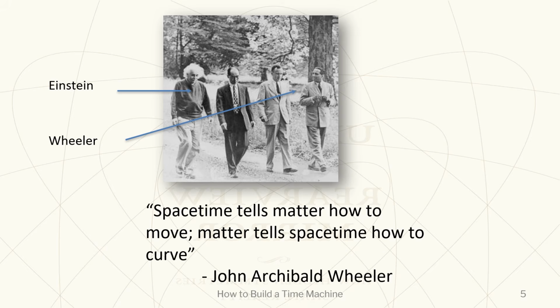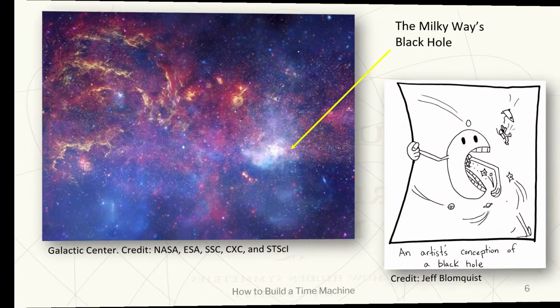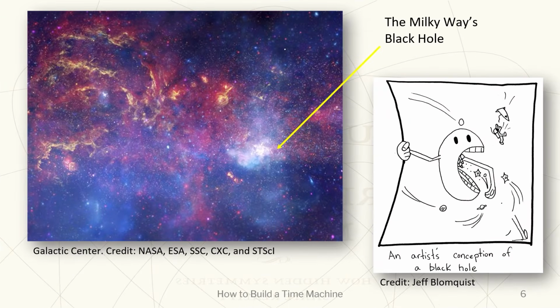There's a famous quote by John Archibald Wheeler. Here's a picture of him. There's Wheeler, there's Einstein. Wheeler said, space-time tells matter how to move, matter tells space how to curve. And one of the famous examples of things that can cause space to bend is this idea of a black hole.